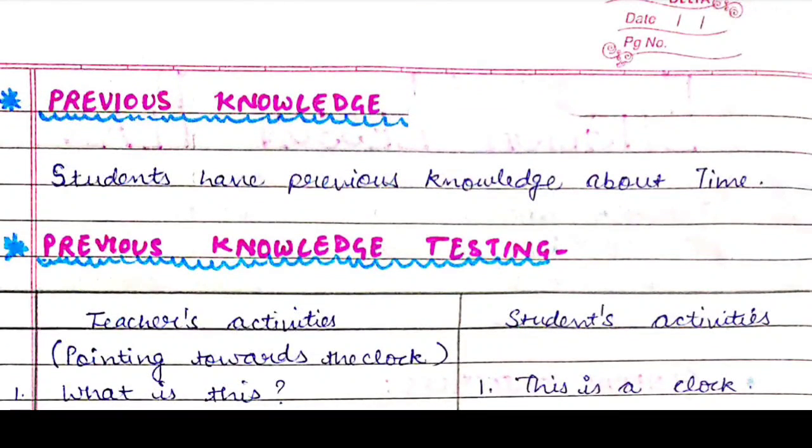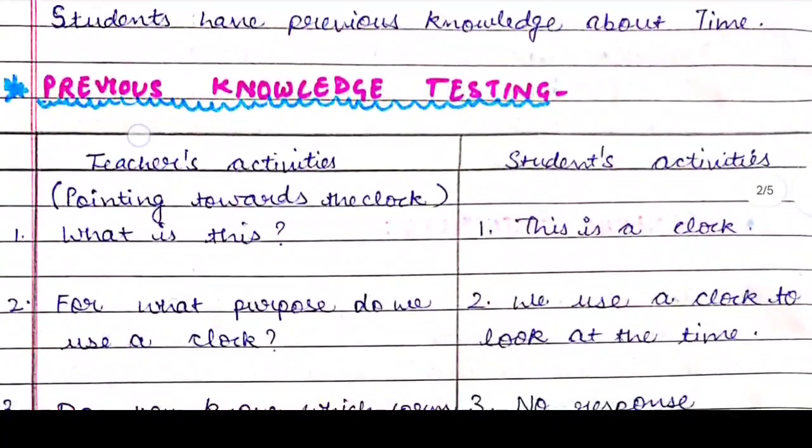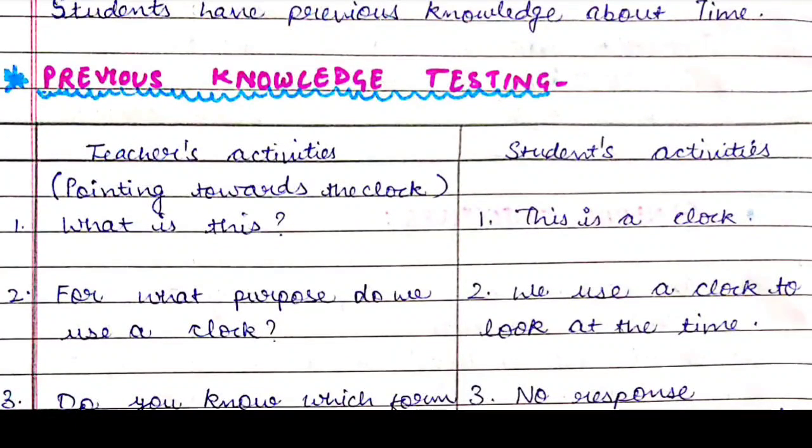After that, next topic is previous knowledge. What previous knowledge do students have related to the topic that we are going to teach? So students have previous knowledge about time. They know already what time is. Then we need to test their previous knowledge.